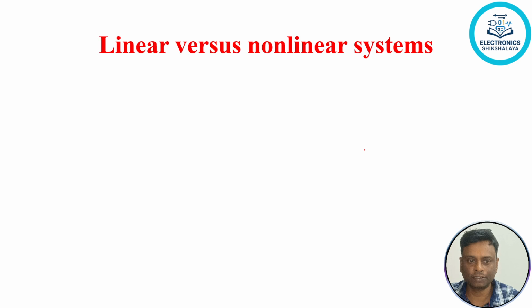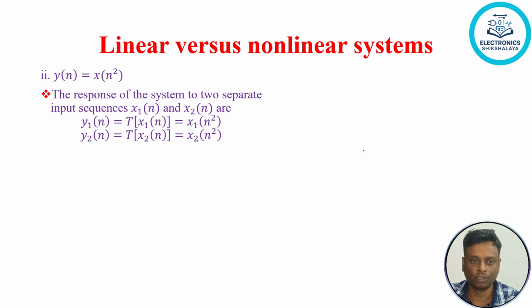Okay. Let us check our second case, x of n square. You can see the response of the system to the separate inputs first. So y1 of n equals the transformation of x1 of n. In place of x, we are putting x1, so x1 of n square. Similarly, in place of x we are putting x2, so x2 of n square. This gives the individual responses. Then we multiply by a1 and a2 over here.